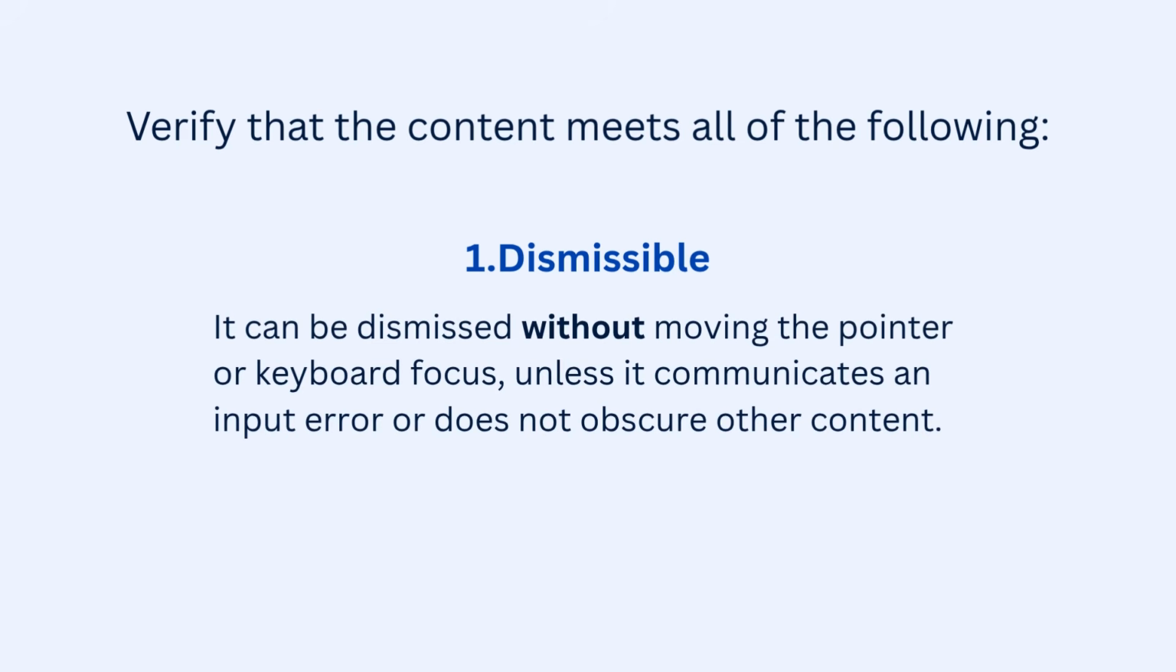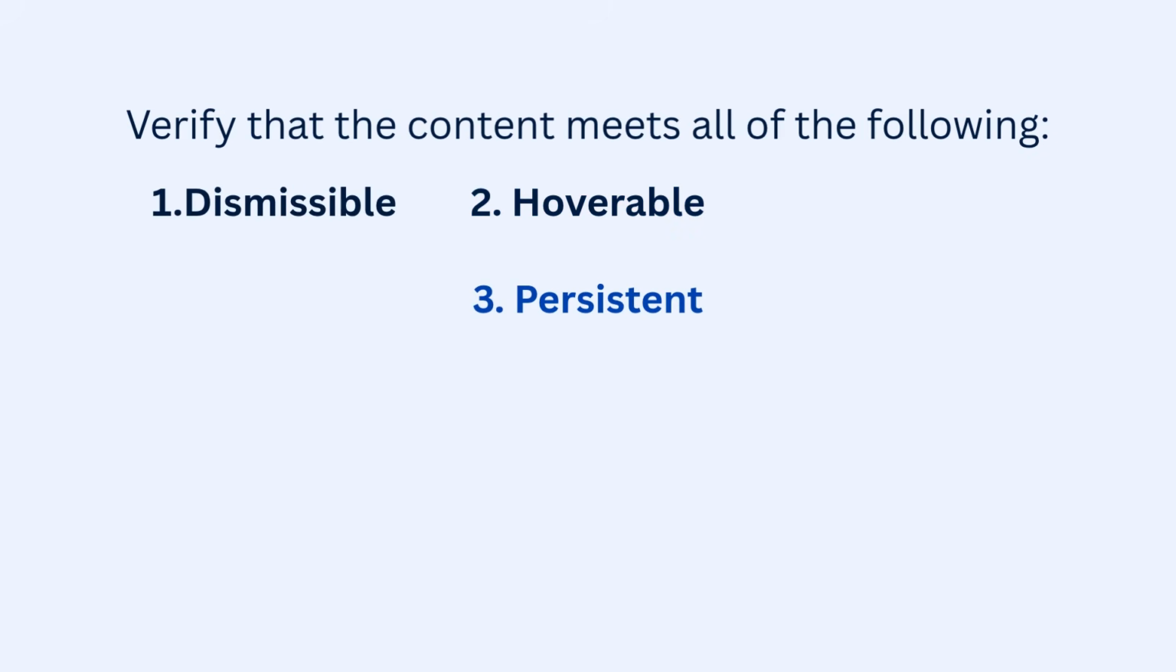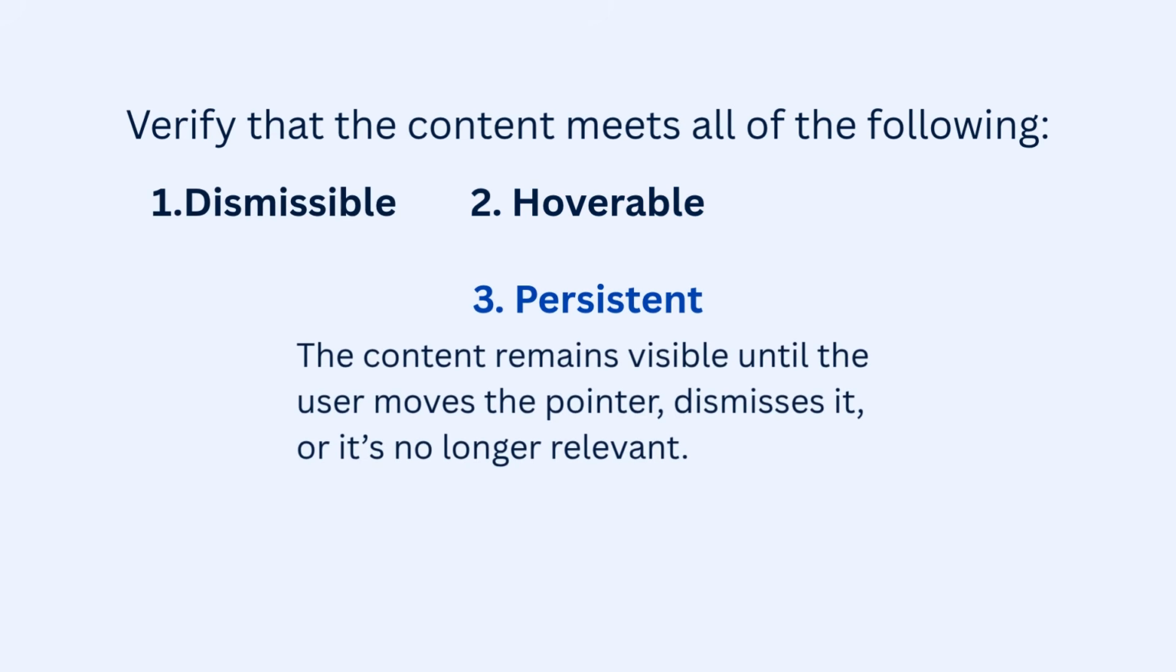Dismissible, it can be dismissed without moving the pointer or keyboard focus unless it communicates an input error or does not obscure other content. Hoverable, users can move their pointer over the new content without it disappearing. Persistent, the content remains visible until the user moves the pointer, dismisses it, or it's no longer relevant.